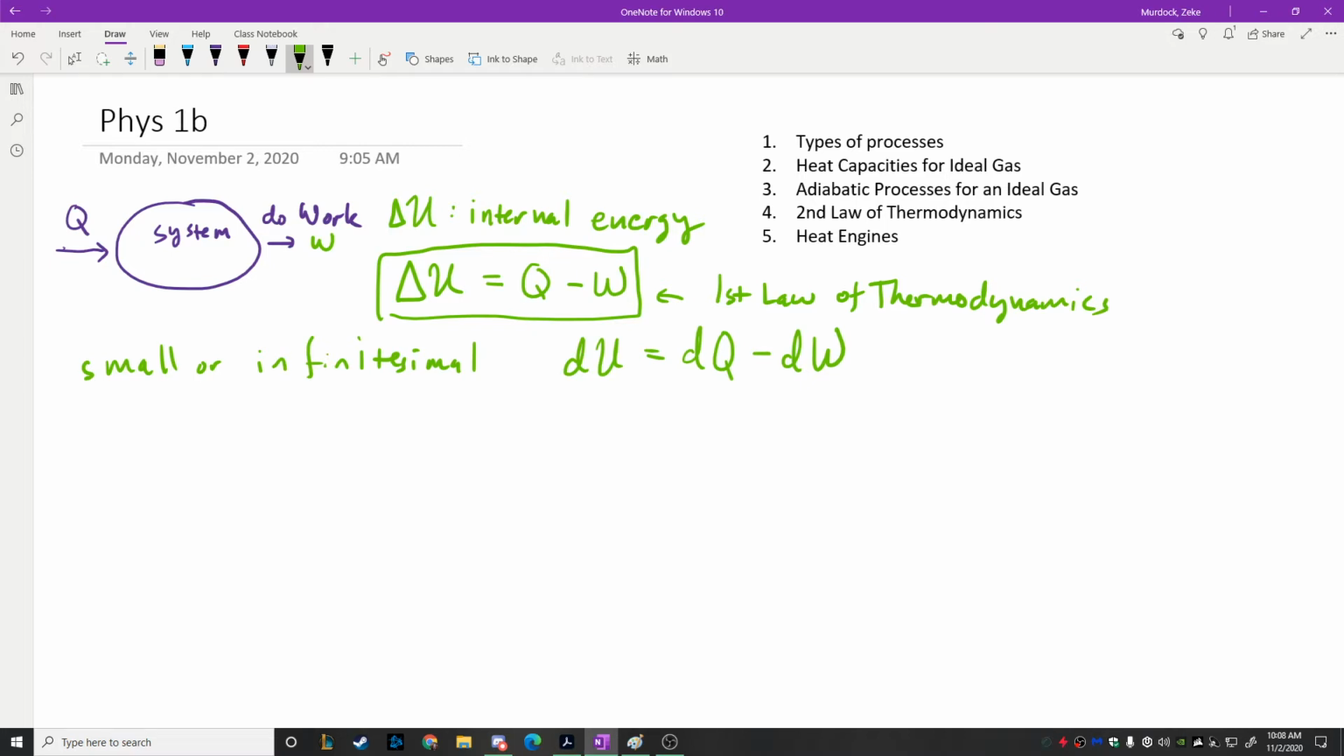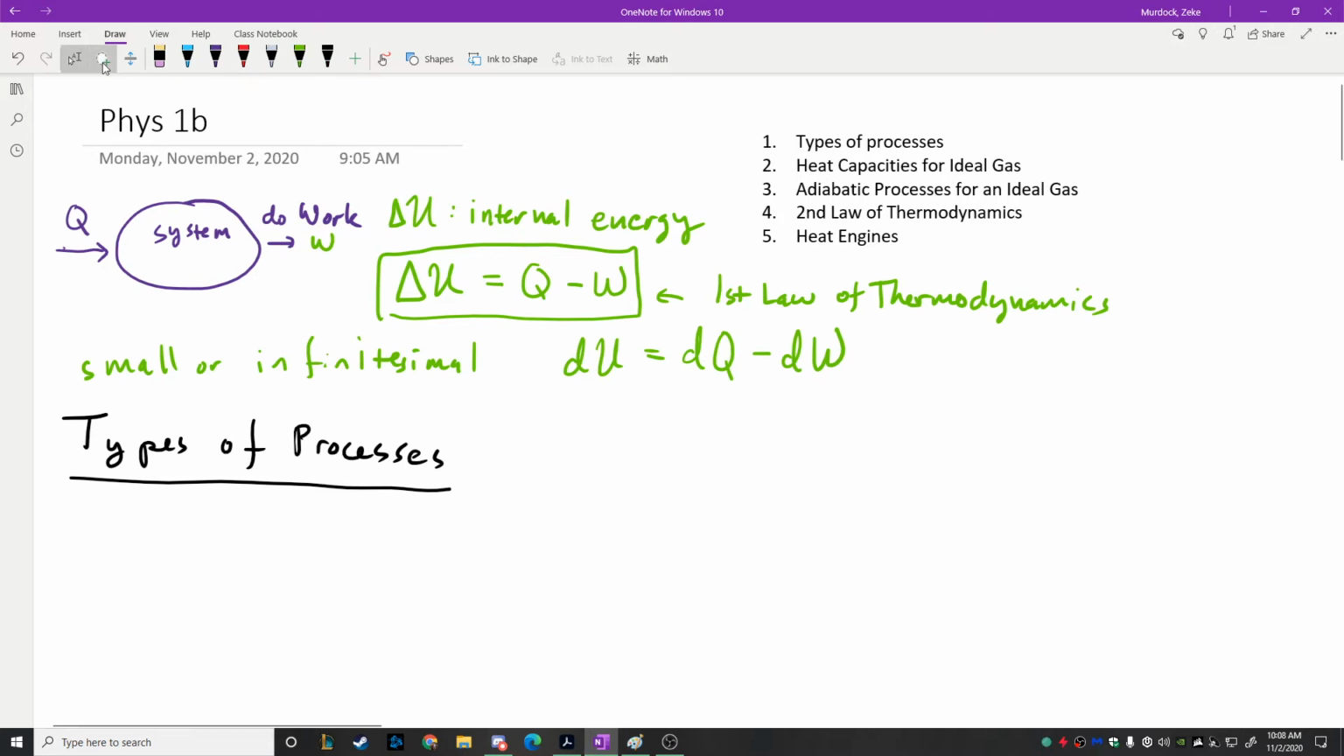And the first thing we're specifically going to discuss are different types of processes, of which we'll see different applications as we move on. But just to get the terminology familiar to us, and specifically here I mean thermodynamic processes, so I could probably make that more clear. Types of thermodynamic processes in which you have some type of exchange of heat.